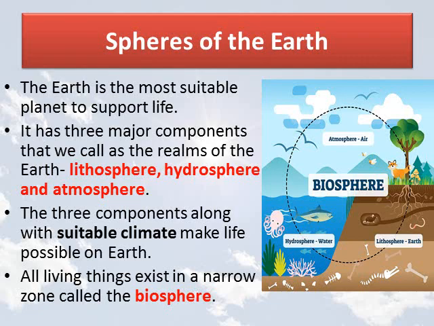Lithosphere, hydrosphere, and atmosphere. The three components, along with suitable climate, make life possible on Earth. So these are the three essential components, plus a nice climate also makes Earth inhabitable. All living things exist in the narrow zone called the biosphere. So all the living things you can find in the biosphere, which is a very narrow zone, which comprises the atmosphere, hydrosphere, as well as lithosphere.